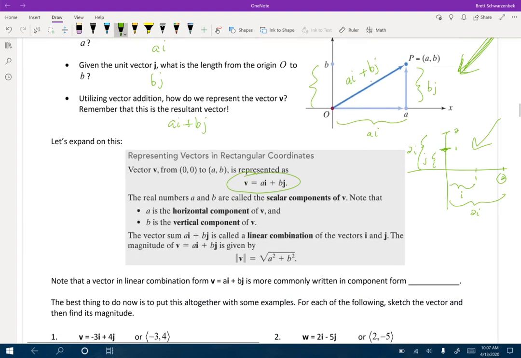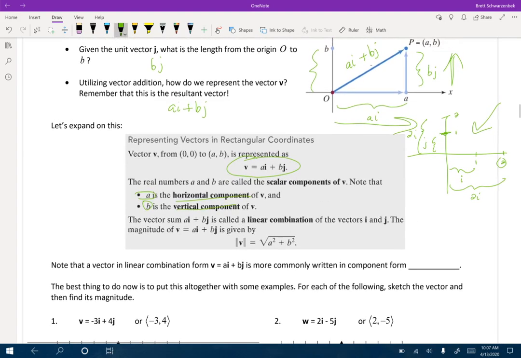We always represent a as the horizontal component. So yes, a is this component, and b is going to be the vertical component. Makes sense, right? What that's going to look like in numbers, we'll get to in a second. I know it's a little crazy with variables, but I'll show you that in a second.